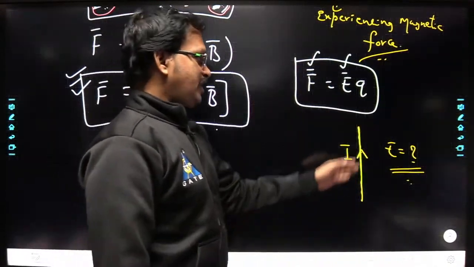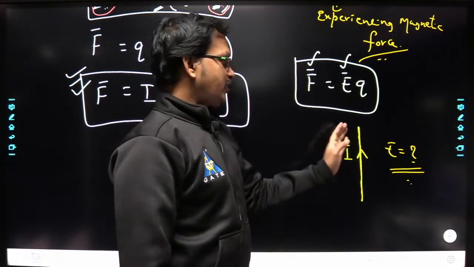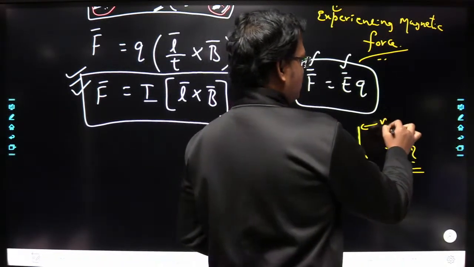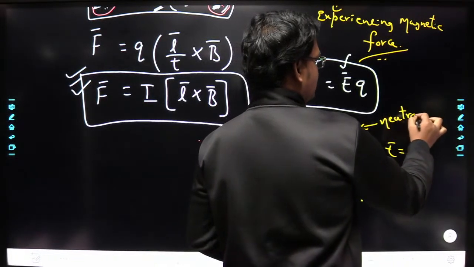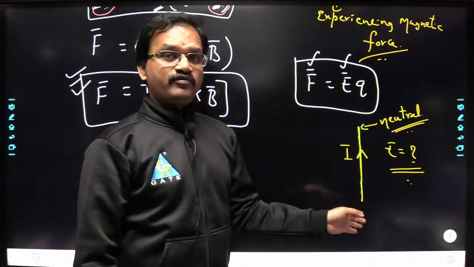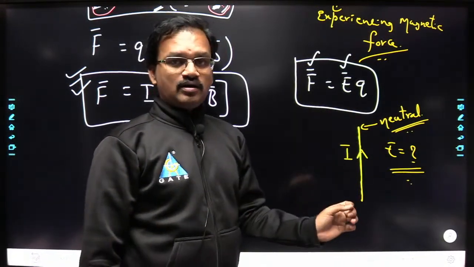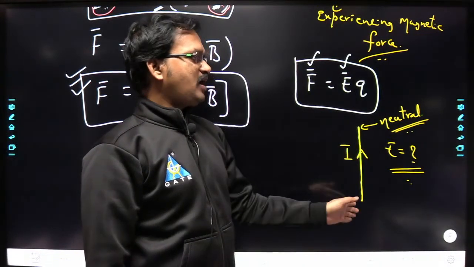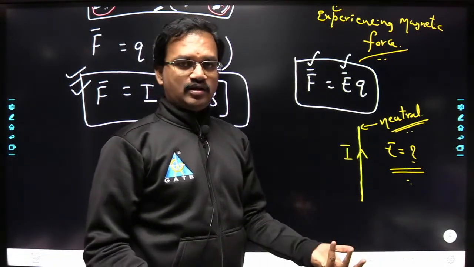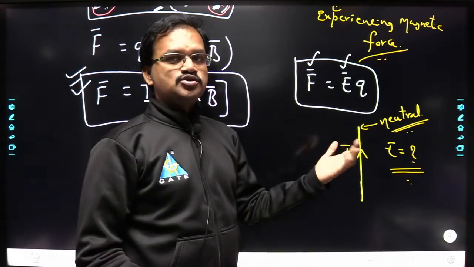See here, when I am saying a current carrying wire, is it a neutral conductor or not? Yes or no? It is neutral, right? The number of charge carriers, the number of electrons and the number of protons present in a conducting wire are the same. So that means it is going to behave as a neutral conducting material. But the nature of a conductor is that it can allow the charge carriers to move freely.